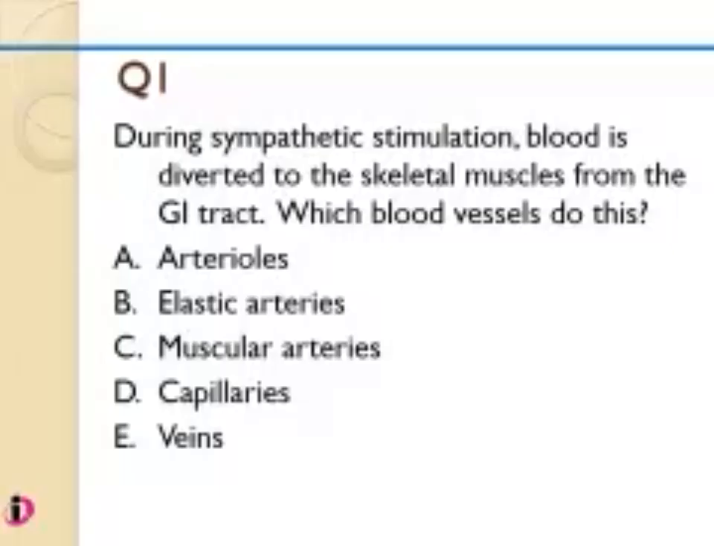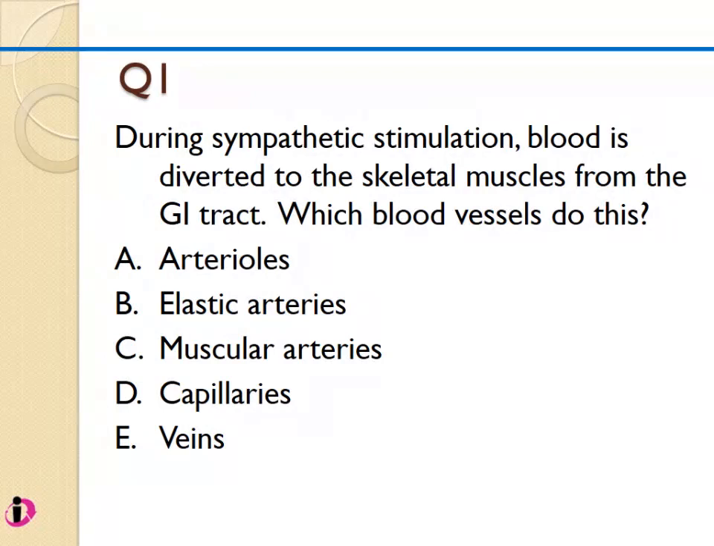Mix up on some of the wording. So here we go. Let's try these one more time. Sympathetic stimulation. What will blood vessels do? Which ones will do this?